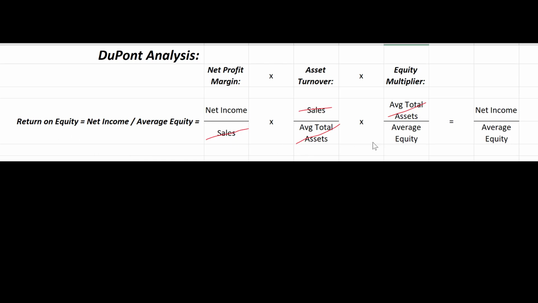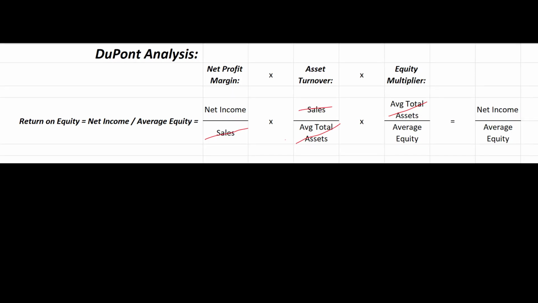But by breaking this into parts, we can tell if two companies have exactly the same return on equity, which component or components are driving that, and is a company doing better simply because they have different leverage, or because they're actually better at converting sales into profit, or converting assets into sales.